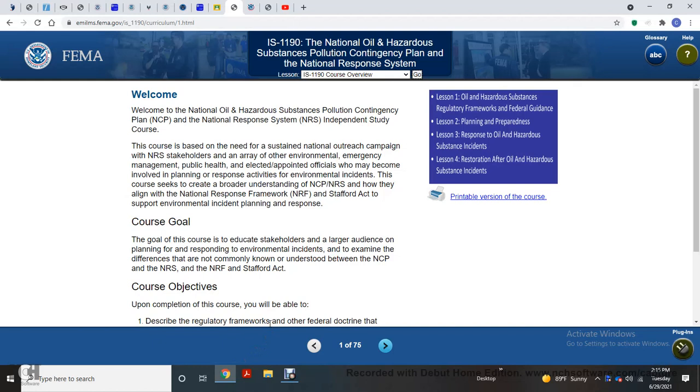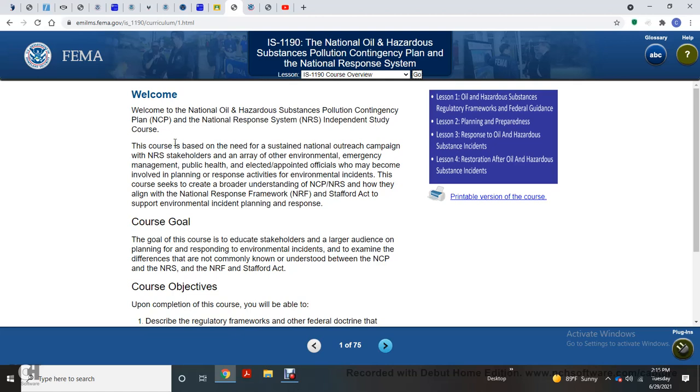EMILMS.FM Gov IS 1190 Curriculum 1. IS 1190 is the National Oil Hazard Substance Pollution Contingency Plan and National Response System. This is the overview by FEMA. Welcome to the National Oil Hazard Substance Pollution Contingency Plan National Response System Independent Study course.